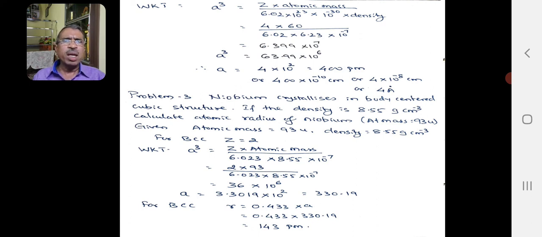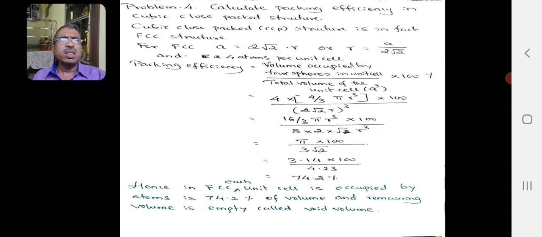So A will be 3.3019 into 10 raised to 2. That is nothing but 330.19 picometer. For BCC system, the radius, because here we have to calculate the radius, R is equal to 0.433 into A. So this is equal to 0.433 into 330.19. This becomes 143 picometer. This is how you have to calculate the radius.